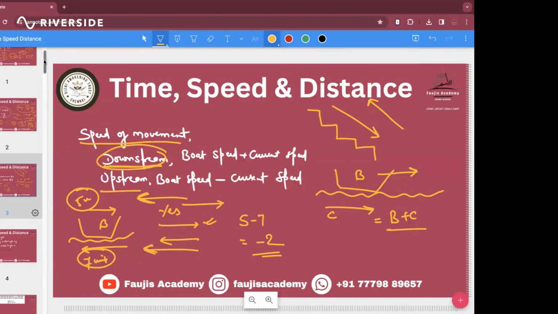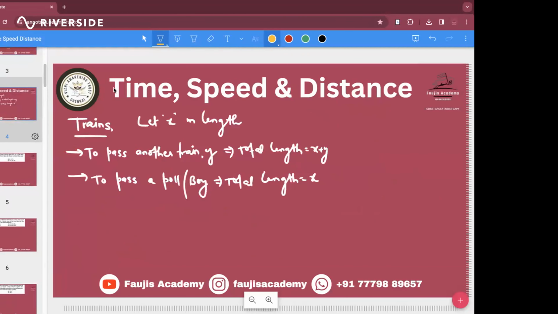Shall we move? Yes, sir. This is the last concept. Want to talk a little bit about trains as well. To pass another train, what will be the total length? Let's say this is a train. This is a 50-meter long train. And there is another train, which is a 100-meter long train. Right, guys?